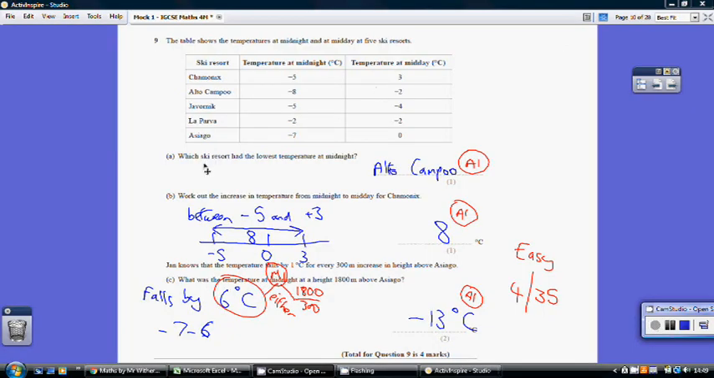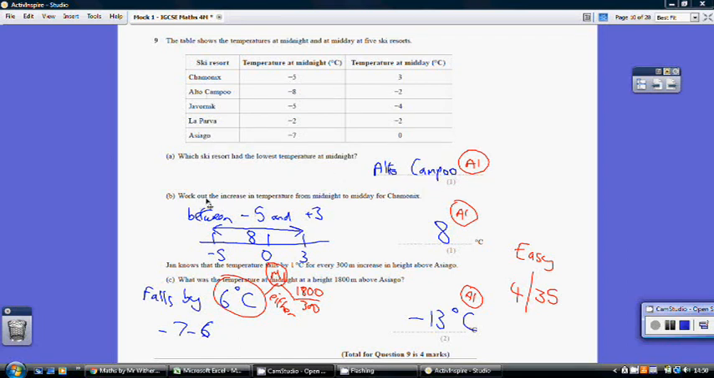Question 9. Which ski resort has the lowest temperature at midnight? So we're obviously looking in the temperature at midnight column. Which of these is the smallest number? Well, it's minus 8, and that's the temperature in Alto Campo.